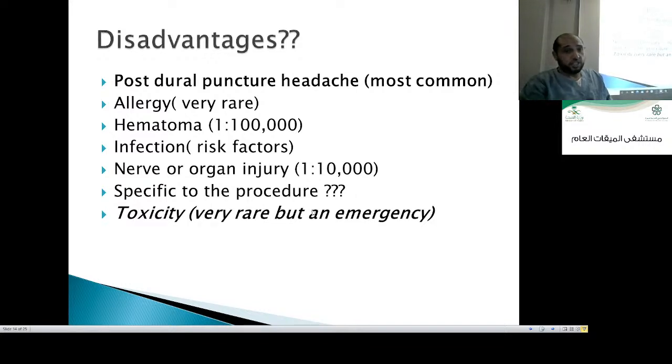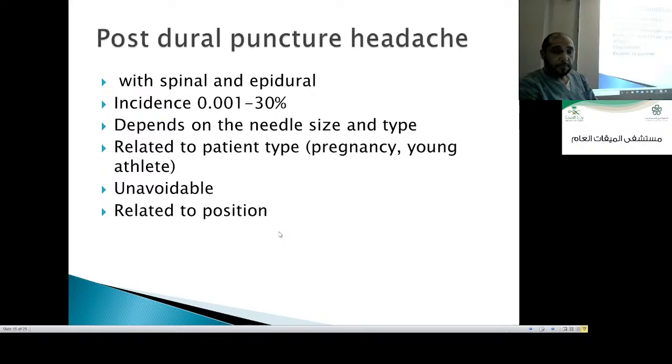We have the most common, which is post-dural puncture headache, and the most dangerous, which is toxicity. The last one, toxicity here, is the most dangerous, and this is the most common. I will talk about both of them later in detail. We have allergy, very rare, hematoma, infection, nerve or organ injury, and you can see it's 1 in 100,000, 1 in 10,000, which is very, very rare, not to be concerned. But remember post-dural puncture headache, which is very common, and toxicity, which is very rare but dangerous, okay?